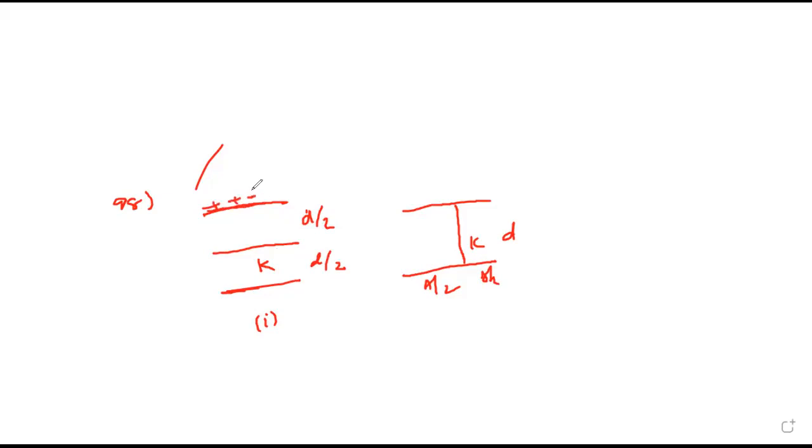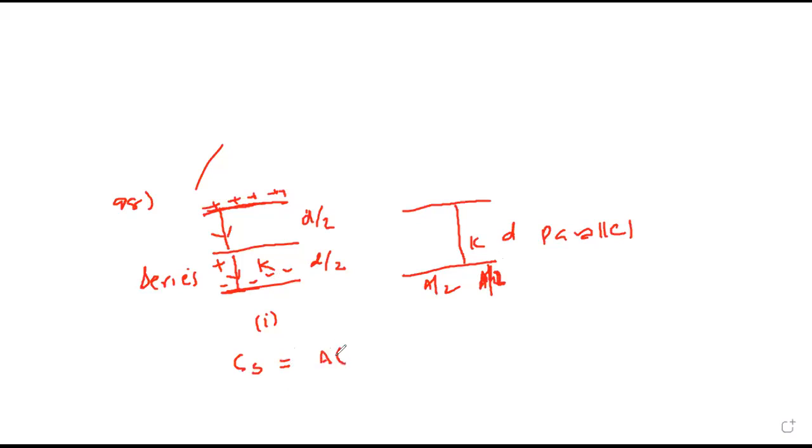Because if this plate is positive and this plate is negative, then the field will go from positive to negative, positive to negative, plus minus, which is a series combination. So the first behaves like series, the second behaves like parallel. And we have written in theory notes, when distance is divided, series combination, area divided, parallel combination. Are you remembering this? Yes, sir. Okay.